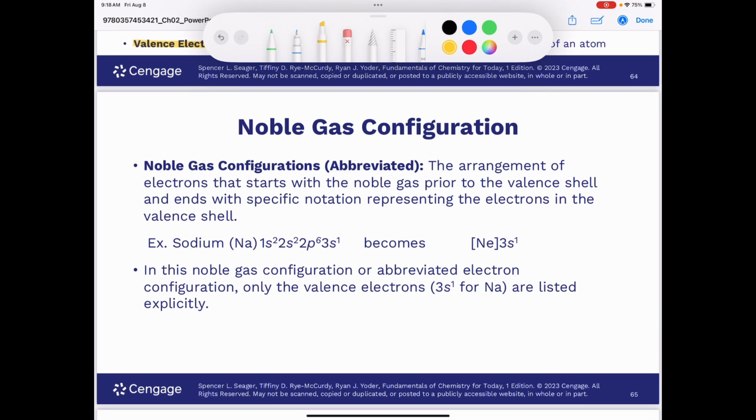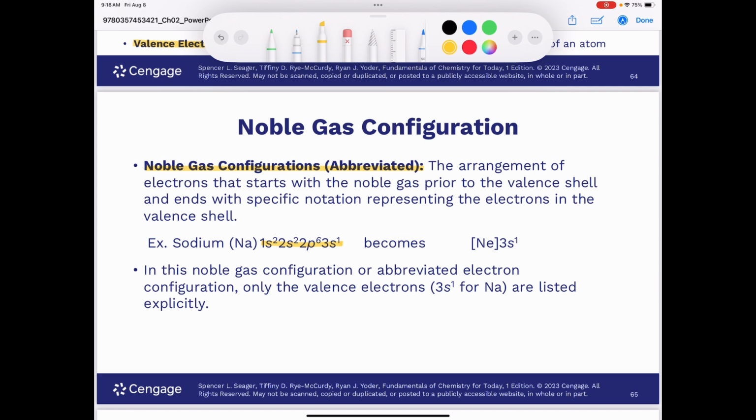Now, if you're thinking, what if I'm looking at an element that has a lot of electrons, then I'm going to have to write out this big long electron configuration? Well, I would say, yeah, you will. That's part of life. But there is a shorthand which we can use, which is what we call the noble gas configuration, an abbreviated form of electron configuration. The way you do it is you take your electron configuration. So you see sodium is 1s2, 2s2, 2p6, 3s1.